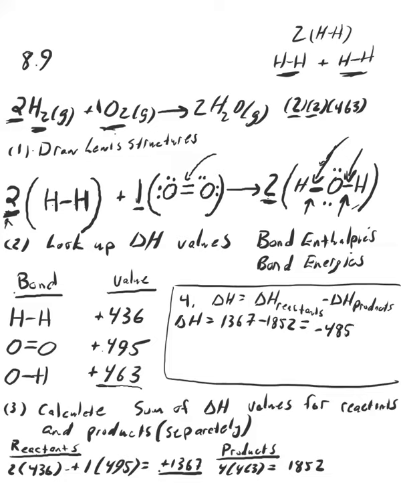Now that's actually pretty interesting. That's not too bad. Let me just check those numbers. The number doesn't seem right to me. So let me just check. 2 times 436 plus 495, 1367. So that's right. 4 times 463 is 1852. So that's right. 1367 minus 1852 is negative 485. Okay, so that's good. So there's your value right there.